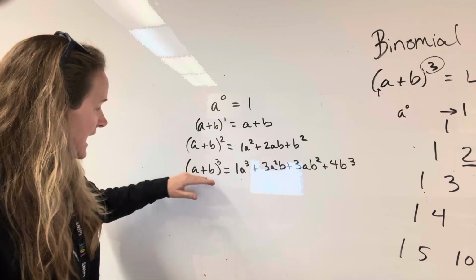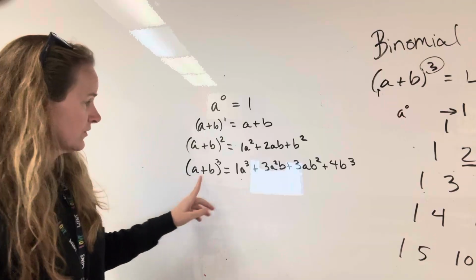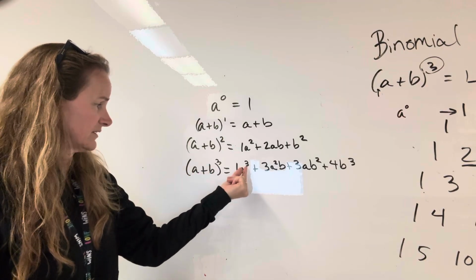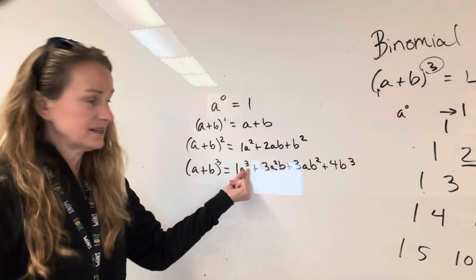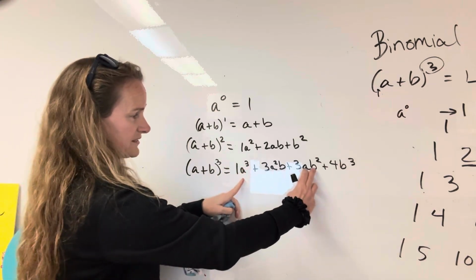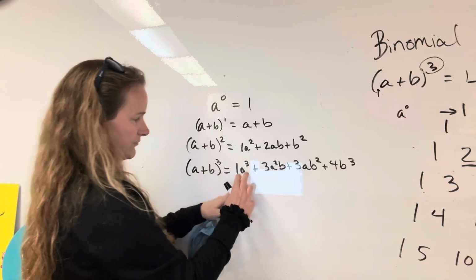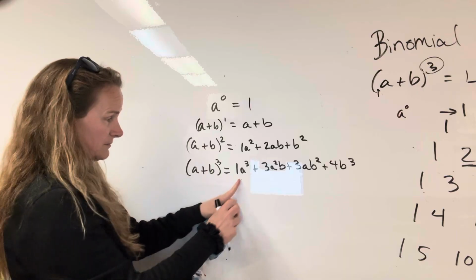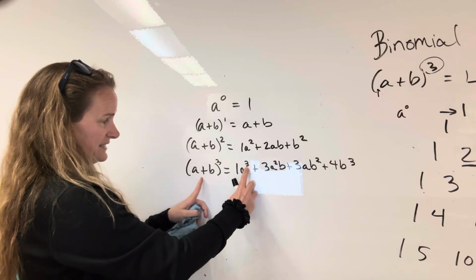So for the actual variables themselves, the first term is always going to be whatever this first term is with this degree on it. The next term, what I want you to notice is these are always going to have an a and b in the middle. First one's going to have just an a. The last term's just going to have whatever your b term is. So this guy right here is a cubed.